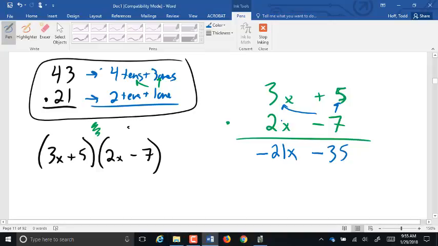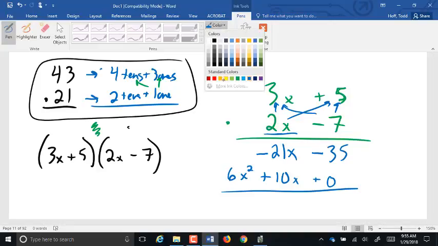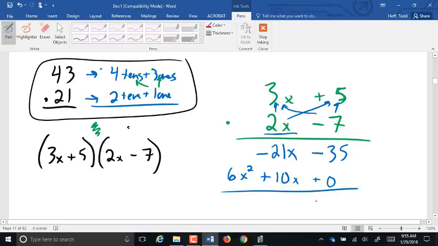And there's an x. Now, just like with whole numbers, we put in a 0 there when we move over to the next digit. 2x times 5, positive 10x. 2x times 3x, 6x squared. Then we add negative 35 and 0 is negative 35. Negative 21x and 10x is a negative 11x. And the 6x squared.